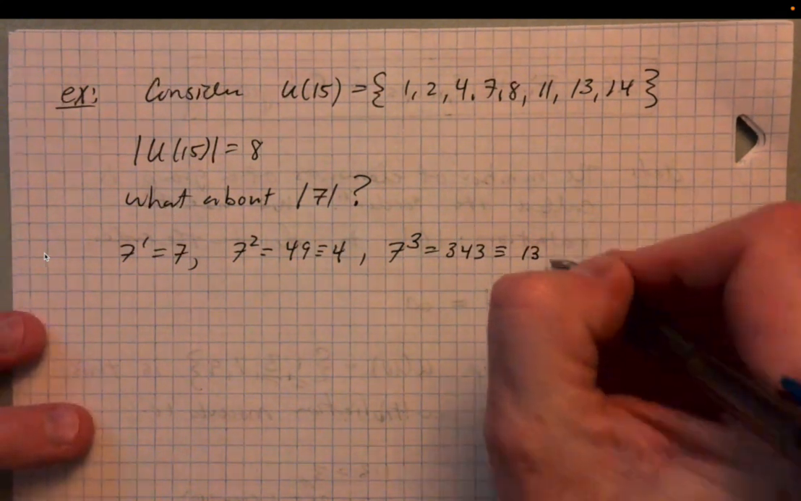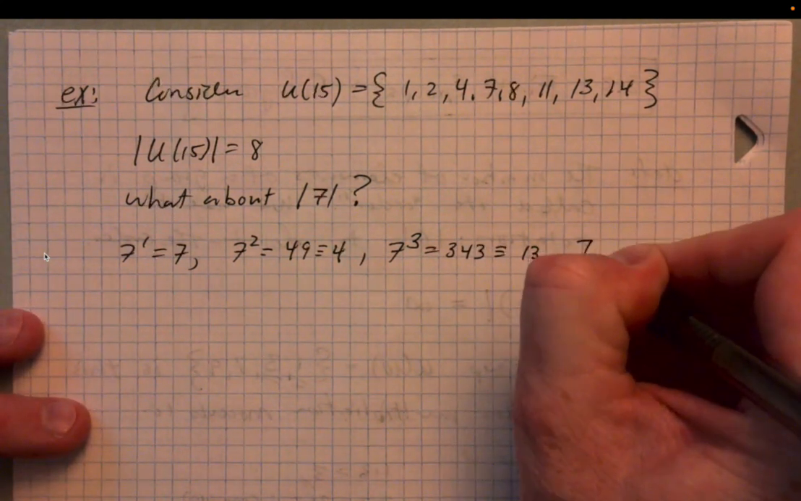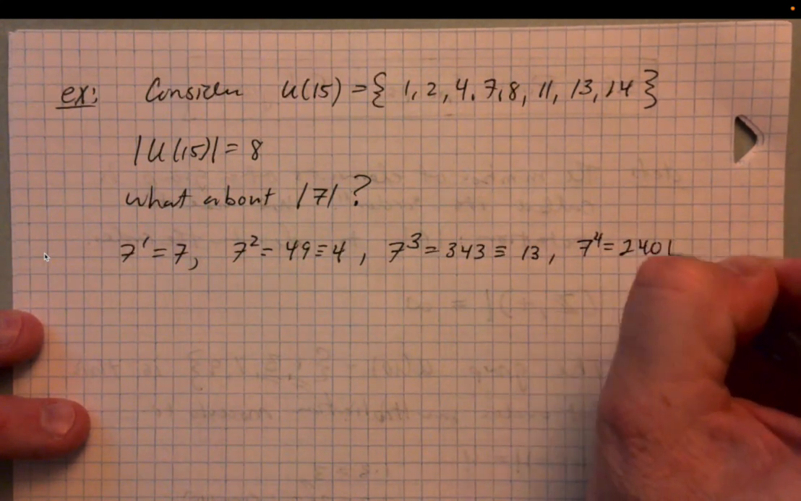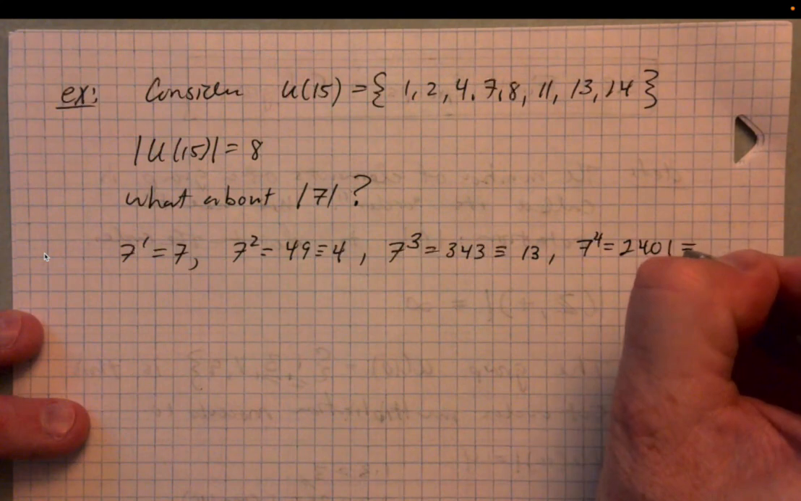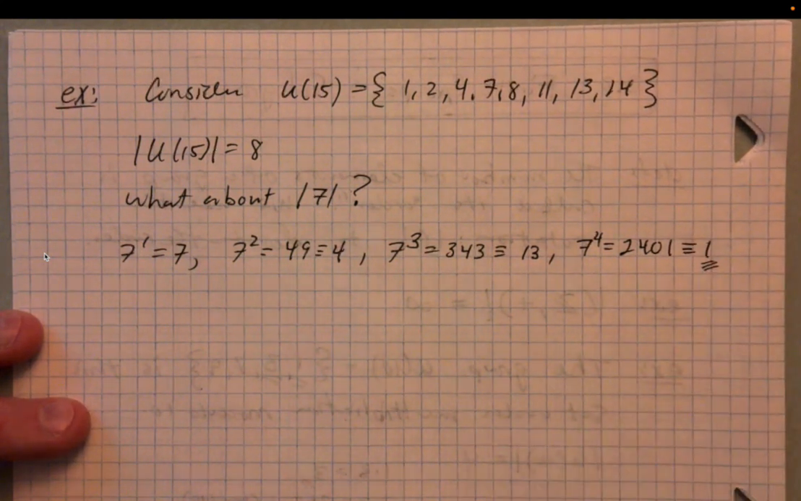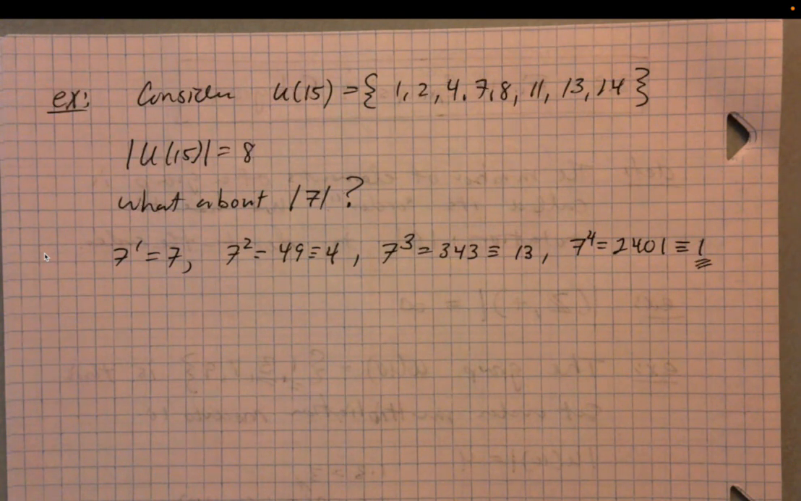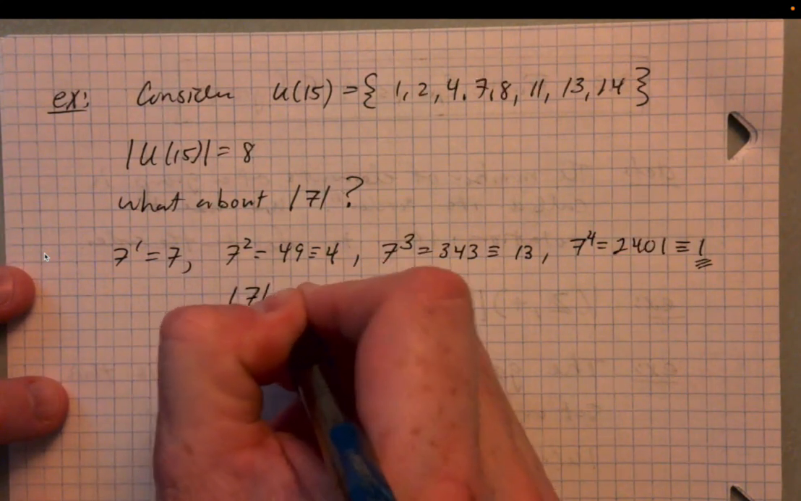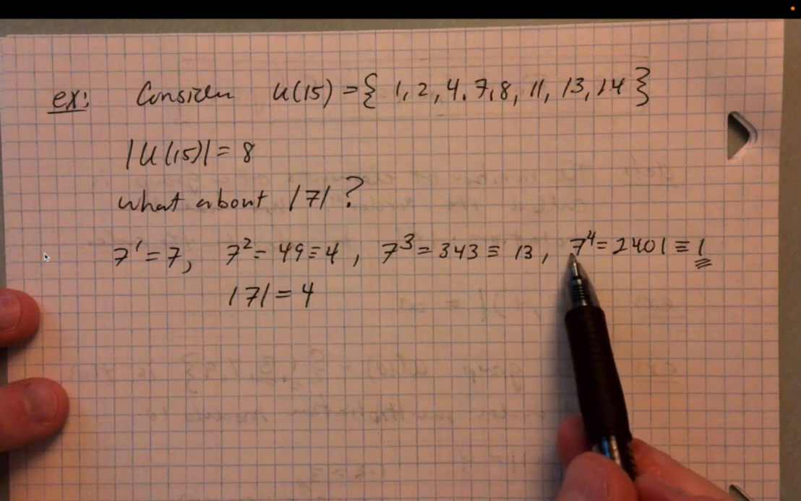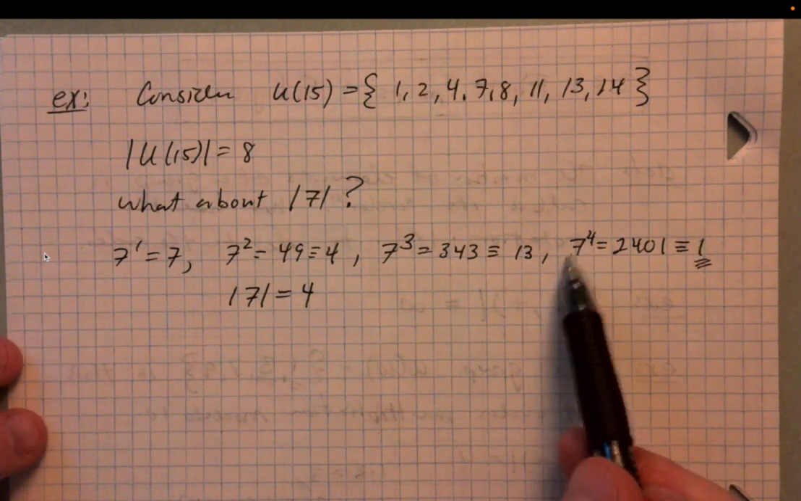Okay. What about 7 to the 4th power? Well, that one, it turns out, is 2,401, and which is congruent to 1, right? And so this is the key right here, right? So 7 times 7 times 7 times 7 is 1 mod 15. So the order of 7 is equal to 4. So n is 4 in this case, 7 to the 4th power.